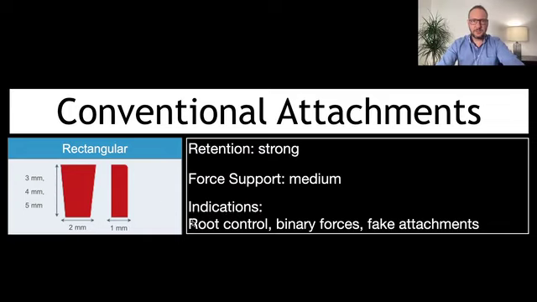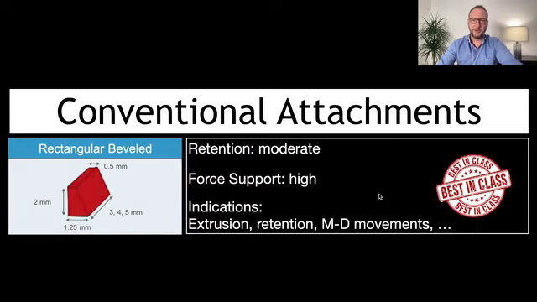So this attachment here is for root control, okay, when we need to move the crown and bring the root together, with binary forces, because we have a very big surface and two lateral walls here, okay. And when we want to place fake attachments, that's something we're going to discuss in the next webinar, okay. I'm not going to stop here, because we have a lot of things to do.